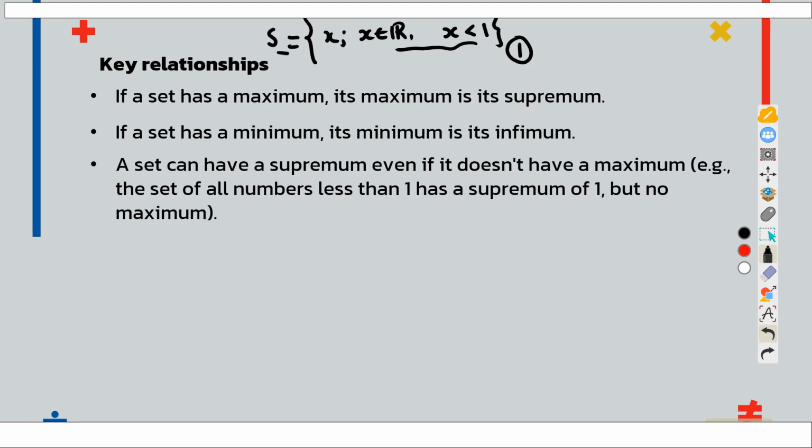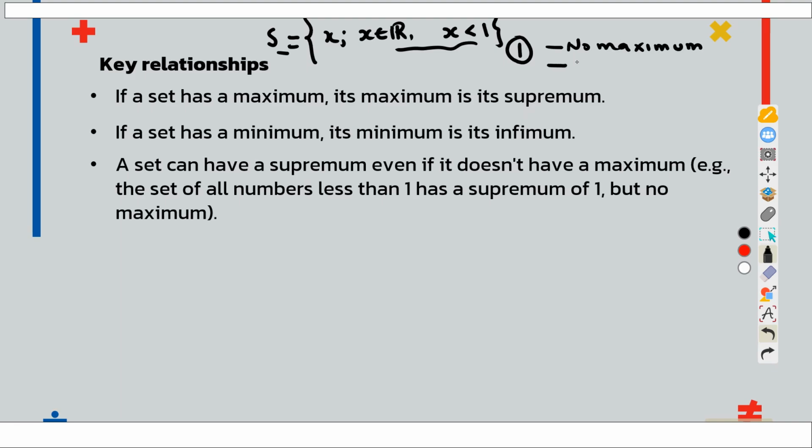And as we looked at the definitions, we said that the maximum and minimum must be elements of the set. However much these elements here don't exceed 1, 1 is not an element of this set. So if it is not an element of this set, then 1 cannot be a maximum. In other words, this set has no maximum.